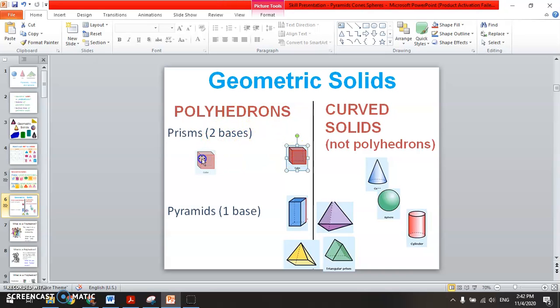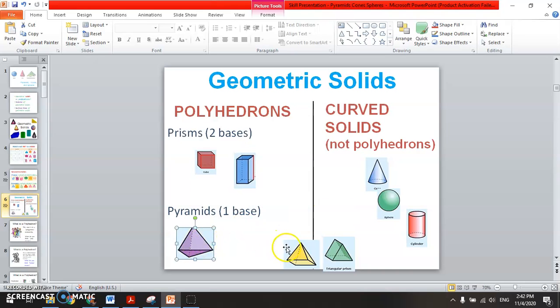So a cube can be a prism. This rectangular prism is a prism because it has two bases that are identical. Pyramids don't have two bases that are parallel to each other. They just have one point that's called an apex. So that's a pyramid. This is a pyramid.